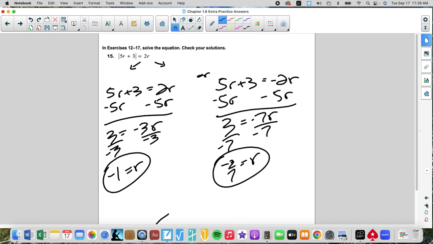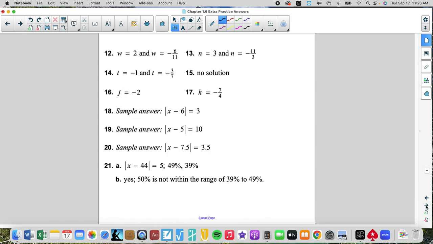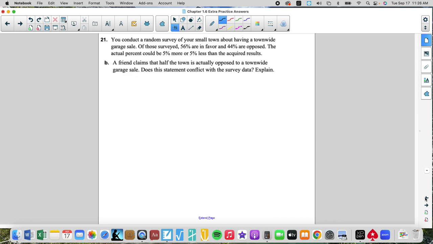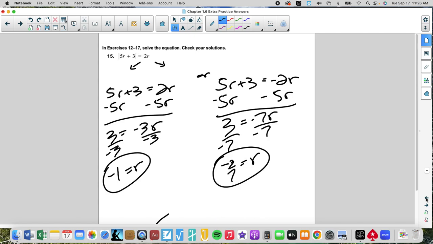Ooh, so why is this no solution? 15 they say is no solution. Why would that be no solution? Am I supposed to check? Or maybe not checking is showing me that, oh, I see. You see why? Anybody see why?